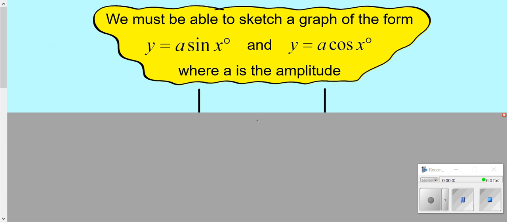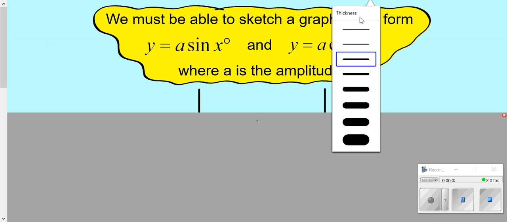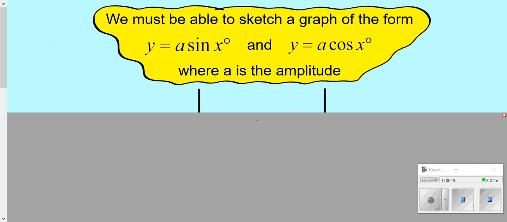So we're going to start looking at trig graphs, and the first thing we're going to look at is changing our amplitude. Now the thing that you're going to need to remember first of all is what the sine and the cos graph looks like.